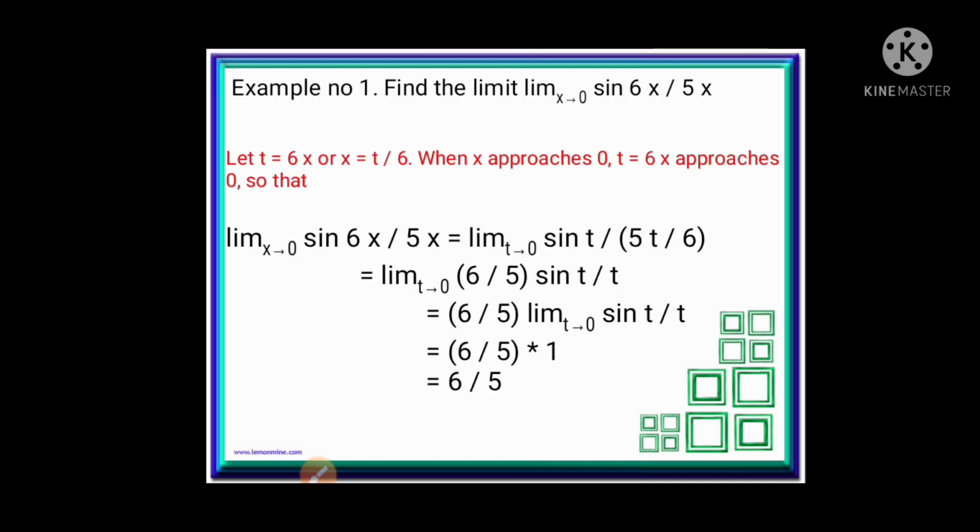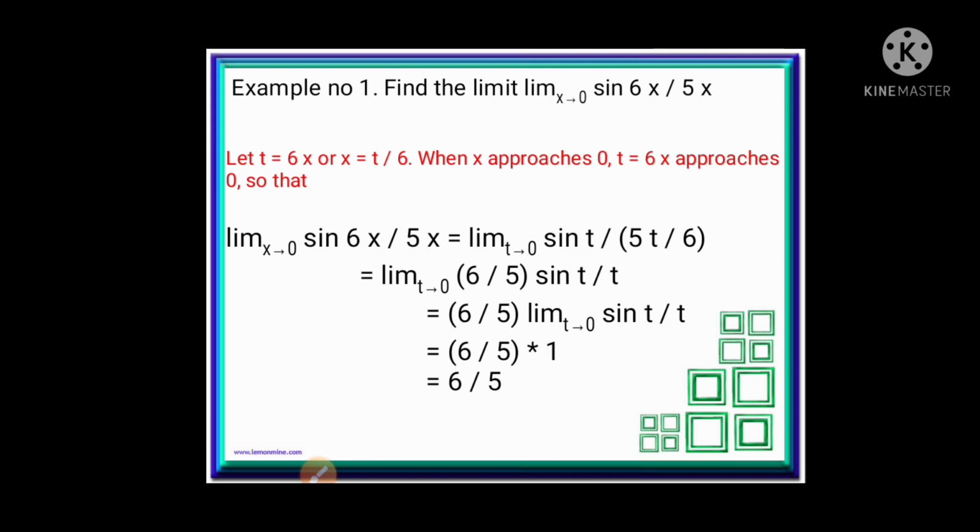So let's have an example. Find the limit of sine 6x over 5x as x approaches 0. So let t be equal to 6x, or x is equal to t over 6, when x approaches 0.